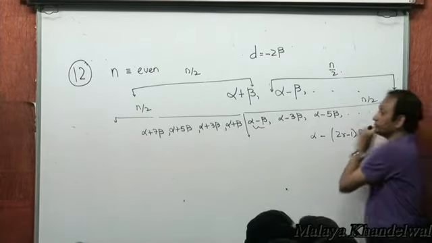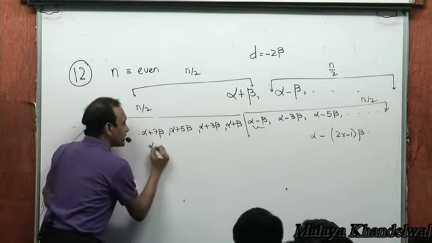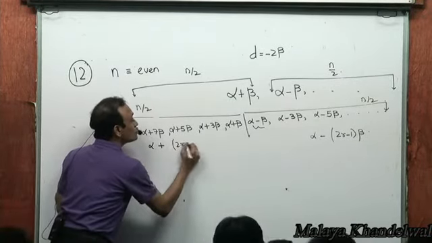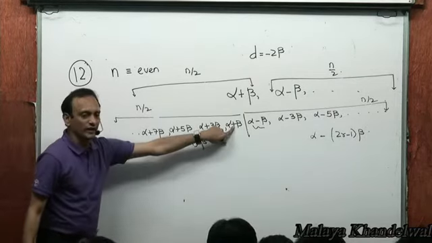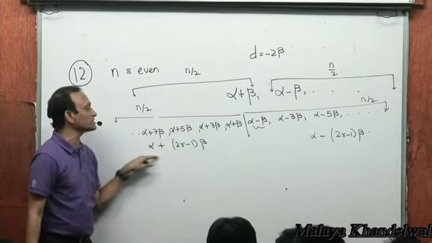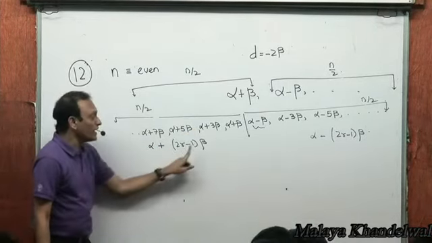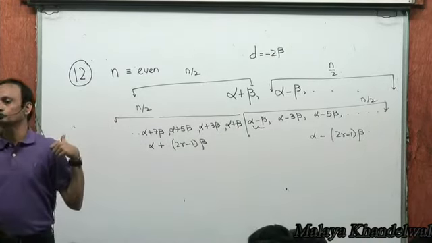Yes or no? If you look at the generic representation of members here, again, that's going to be alpha plus (2r minus 1) beta. Yes or no? Put r equal to 1, you get alpha plus beta. Put r equal to 2, you get alpha plus 3 beta. R equal to 3, alpha plus 5 beta, and so on and so forth, where r runs from 1 all the way to n by 2. Yes or no?